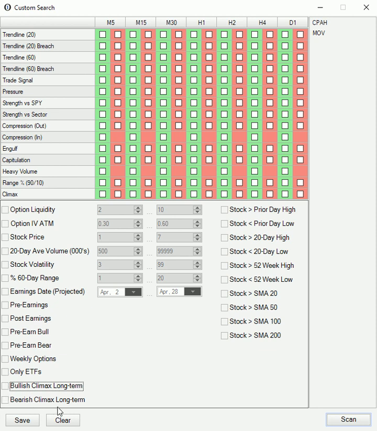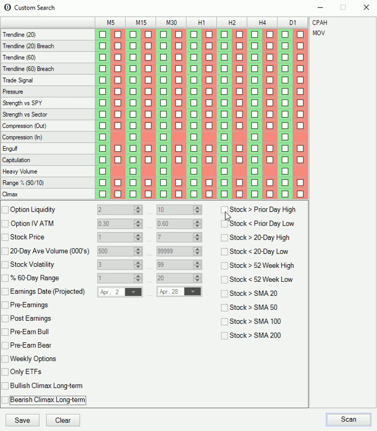And same thing here, a bearish Climax long term. I'm looking for a stock that has had a tremendous amount of selling pressure, but maybe it's starting to creep a little bit higher and move against all of this selling pressure. A divergence, if you will. Really, really good stuff. And I'll show you some of those in future videos.